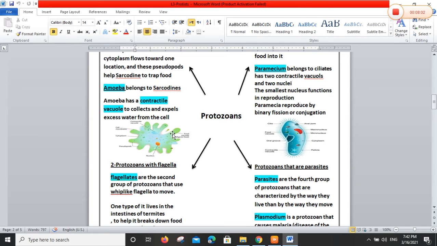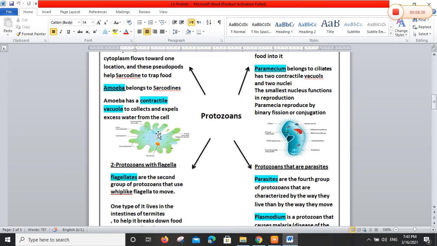Look at two pseudopods trapping a piece of food like this, and this piece enters the body of the sarcodine. Sarcodine is a family, and the amoeba is a member of this family. Amoeba belongs to the sarcodines. Amoeba has a contractile vacuole.